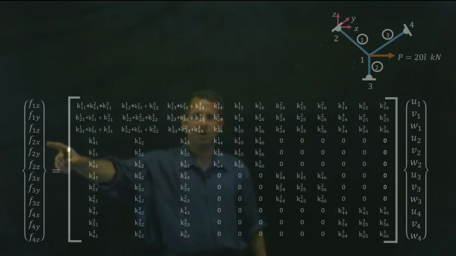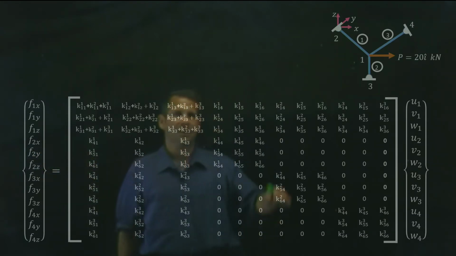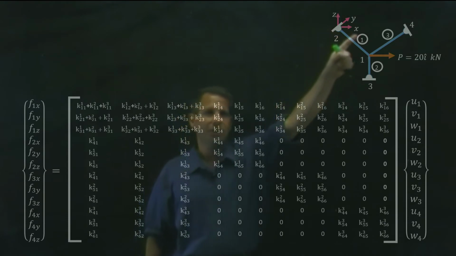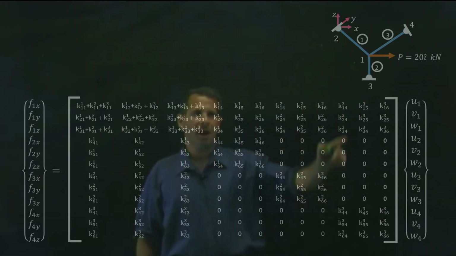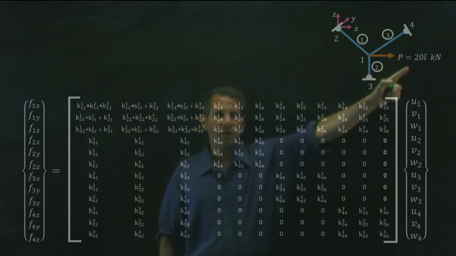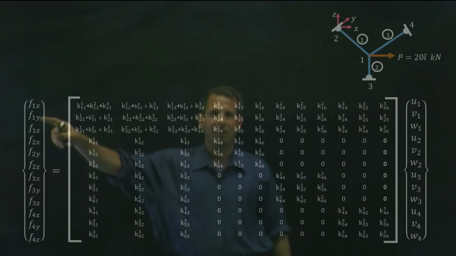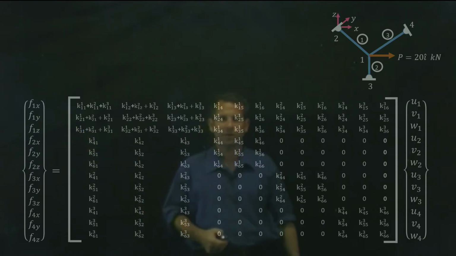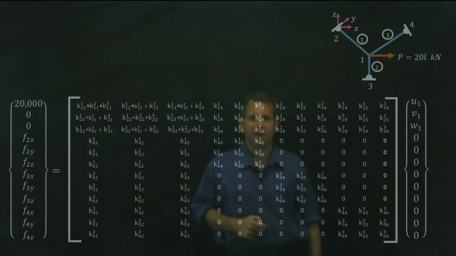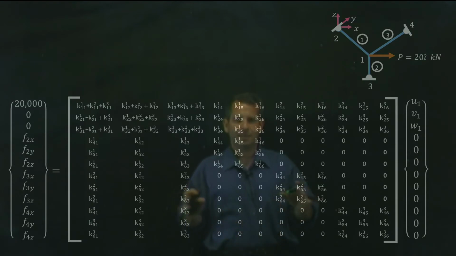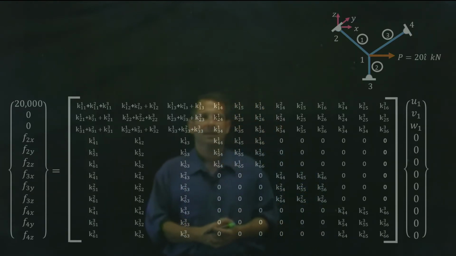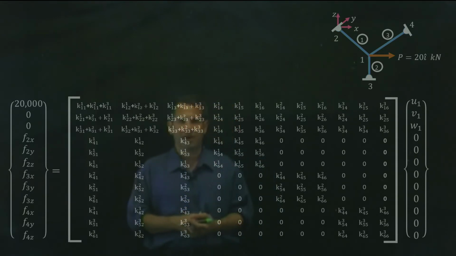Likewise, while I don't know the resulting reaction forces due to the wall at node 2, node 3, and node 4, I do know the forces applied at node 1. I was given the value of P, 20 kilonewtons in the x direction. I was also not told anything about forces applied in the y or the z direction, so I can assume those are 0. So inserting that information, I am now left with this system. At this point, I will say that I've completed step 4. I've applied boundary conditions. I'm ready to move on to step 5, solving for my unknown displacements.